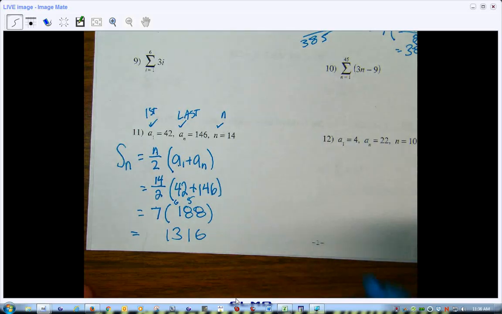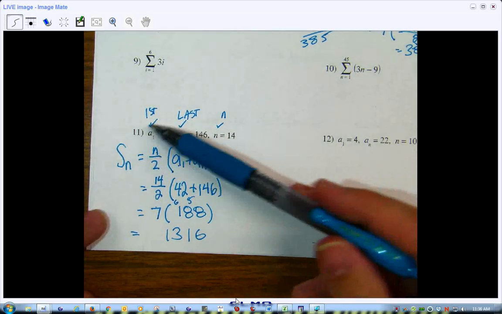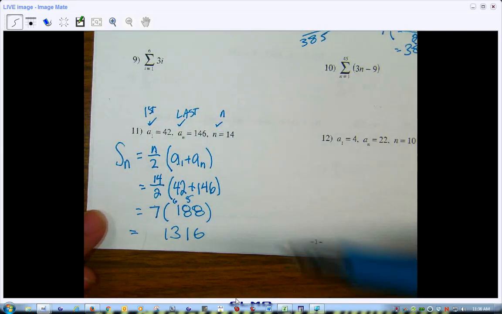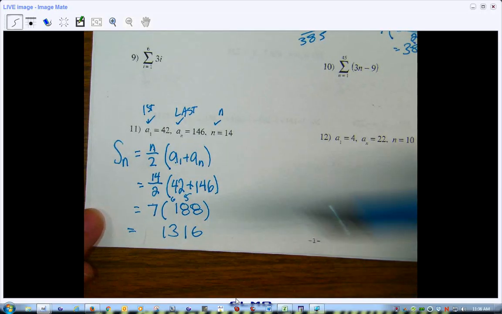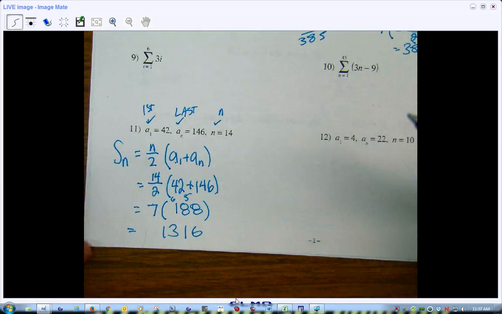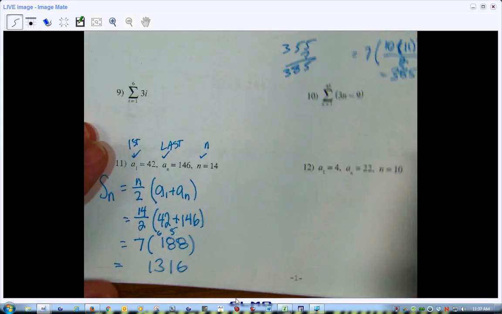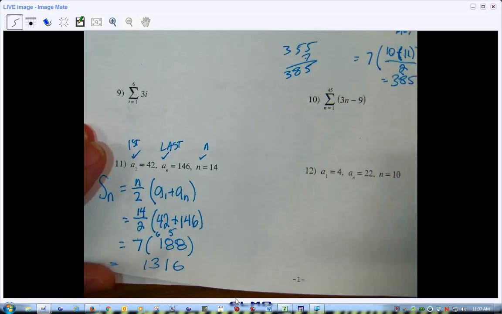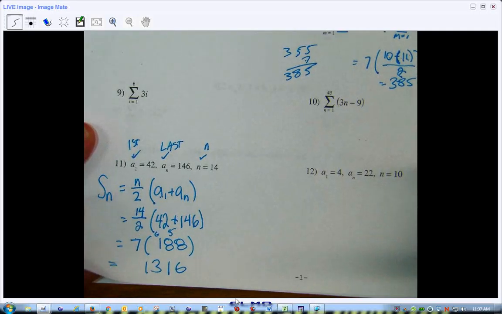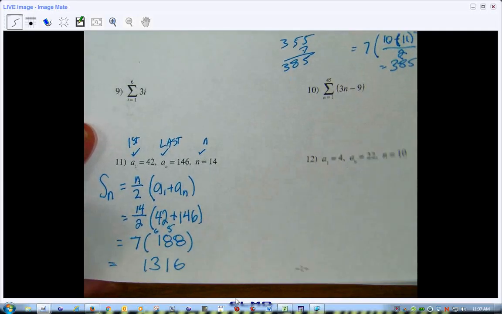So if you have the first, the last, and n, this is what you're going to want to use. That's the formula you're going to want to use there. All of these are just picking out which formula is the right formula to use.